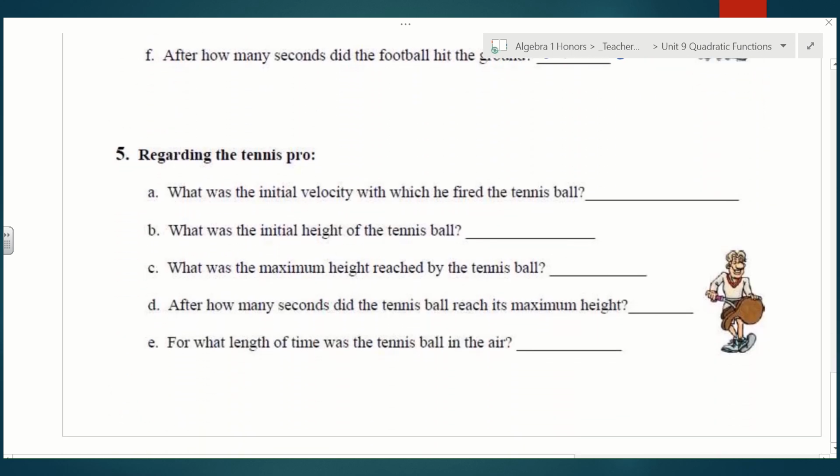Okay, one more, back to the tennis pro. This is the one with the big initial velocity. Negative 16t squared plus 112t. The initial velocity from which he fired the tennis ball, that's our b term, 112 feet per second. The initial height of the tennis ball, that is our c term, which is 0.